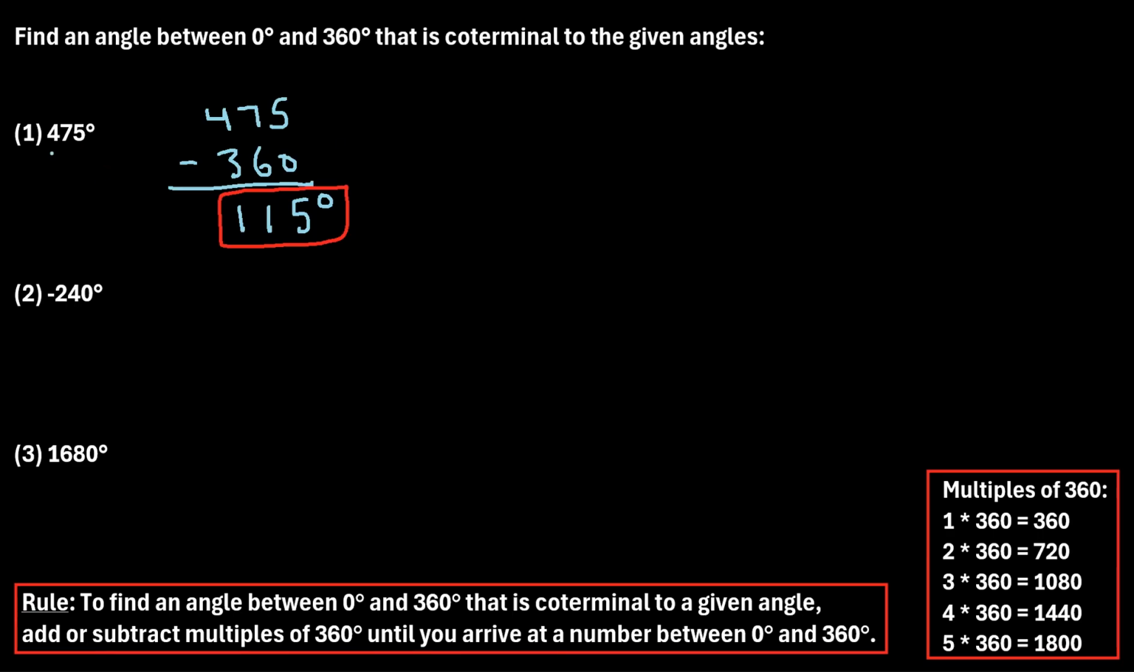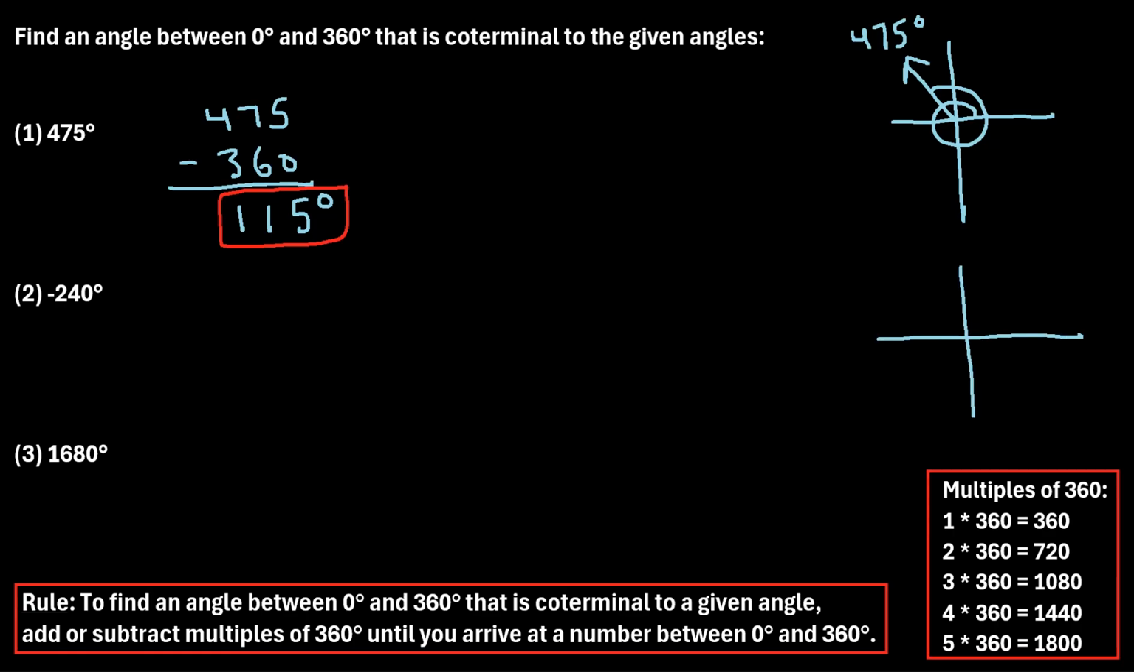Now, what that means is if we were to graph 475 degrees and 115 degrees, we would find that their terminal side is in the exact same position. So for example, if we graph 475 degrees, one time around a circle is 360. If we add another 115, we land somewhere over here. So this angle is 475 degrees. And if we were to graph 115 degrees, we would find that it lands in the exact same position. So that's what we mean when we say that these two angles are coterminal. So keep that in mind.